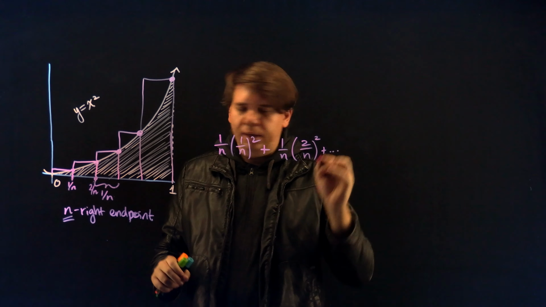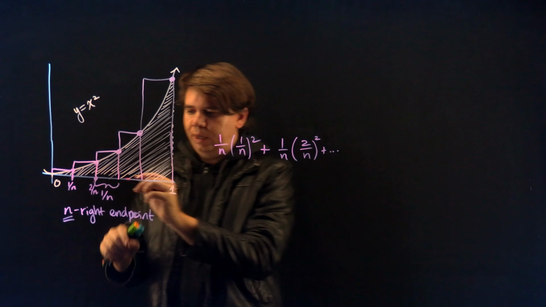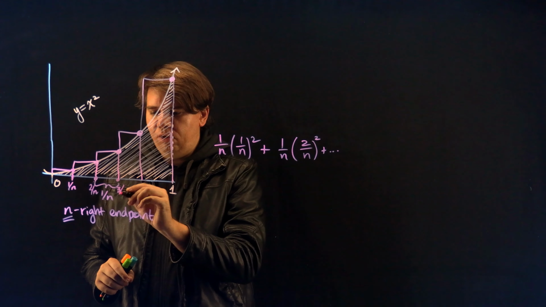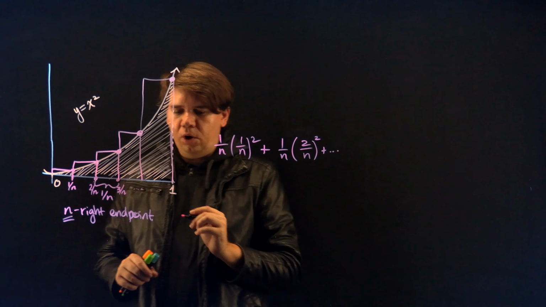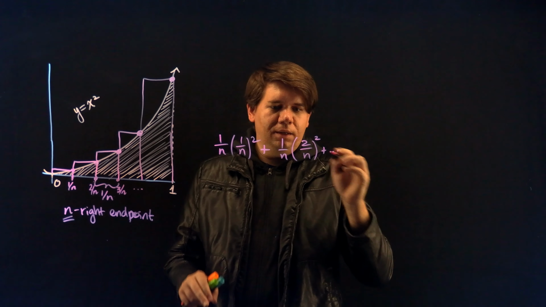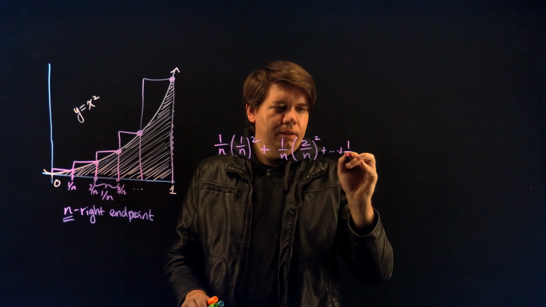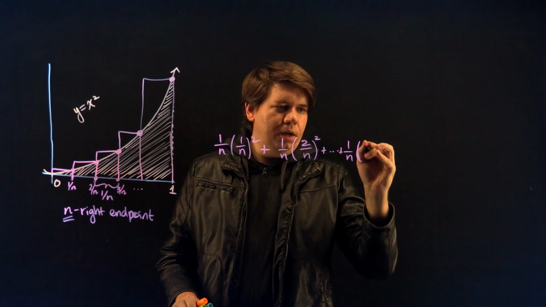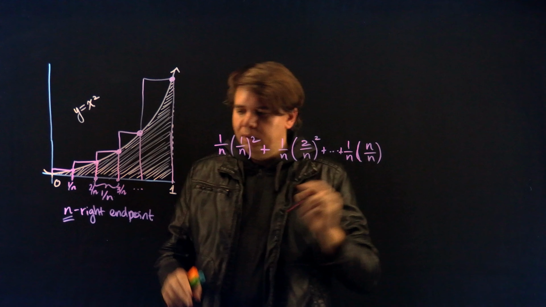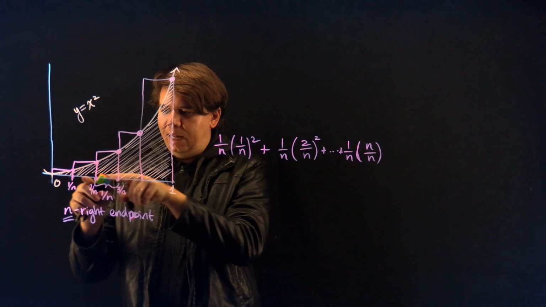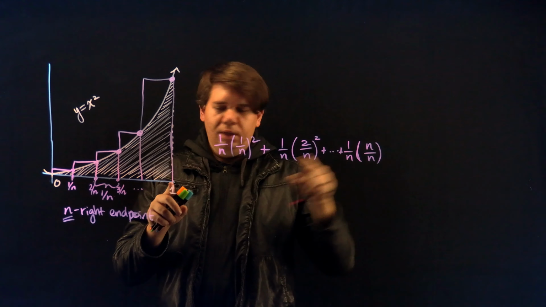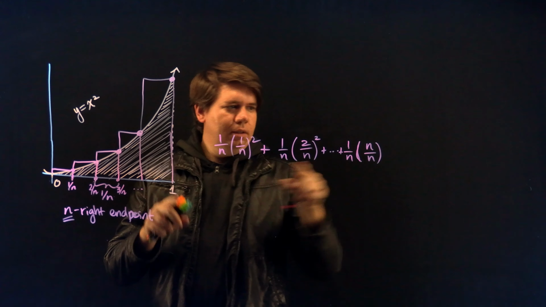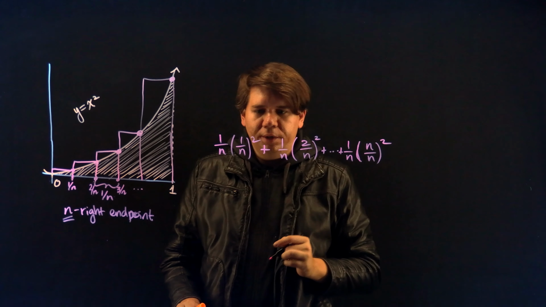And you keep going this way. It'll be 1 over n times 3 over n squared, so here I'm at 3 over n, and I just keep going until I get finally to 1 over n times the last one, which is 1, but you can think we got to 1 because we got to n over n. We went n steps to get to n copies of 1 over n, and then we're going to square that. That's just 1.